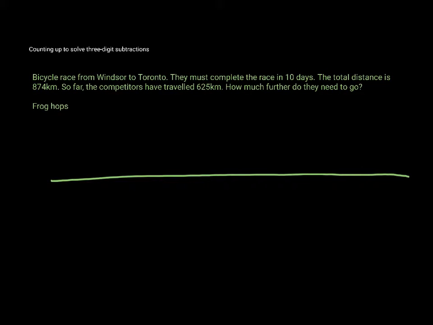Okay, in this video I'm going to explain how to do some three-digit subtractions. Okay, so this is our learning objective, counting up to solve three-digit subtractions. And we've got a word problem here, written in green.